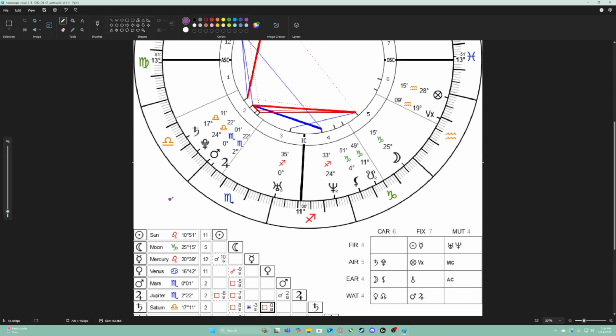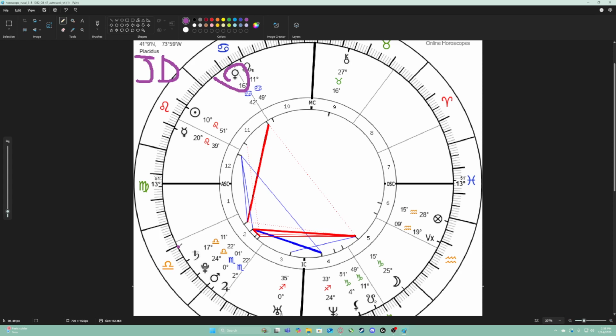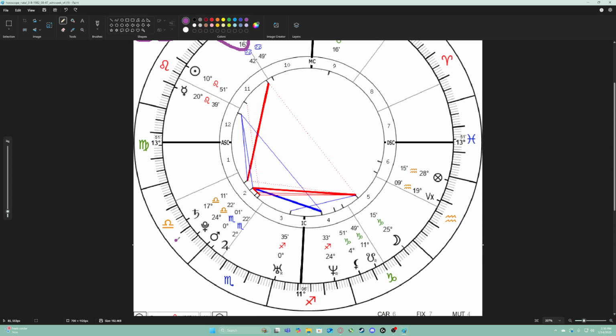But oppositions and squares are both similar. It's just like how you have a trine and then you have a sextile. They're the same type of energy. It's just, from my experience, oppositions have a different way of affecting you. And a lot of the time, it usually forces you to make some sort of decision when it happens.